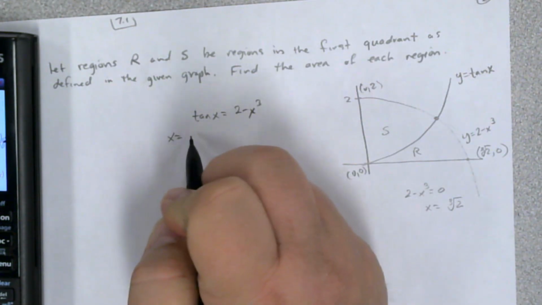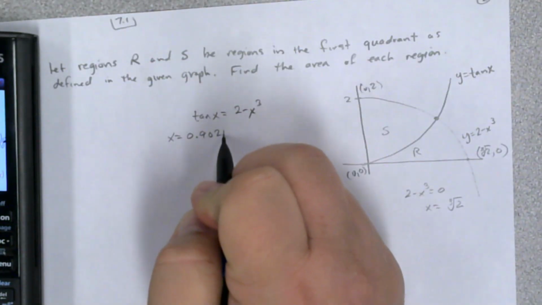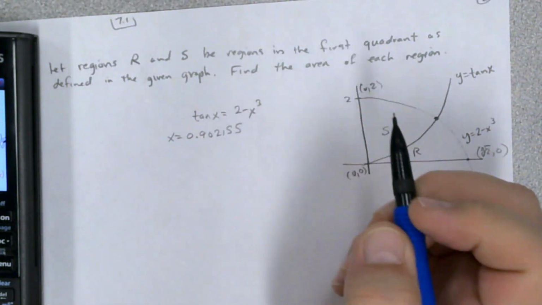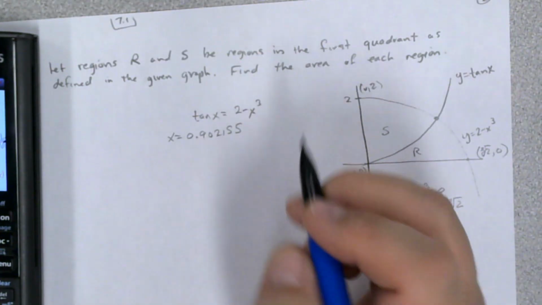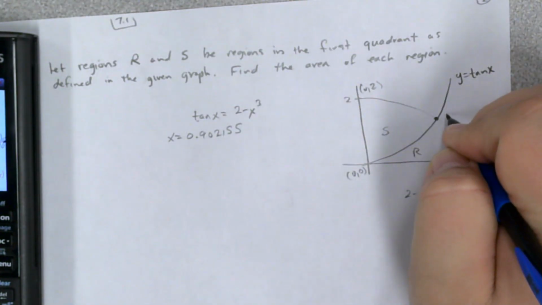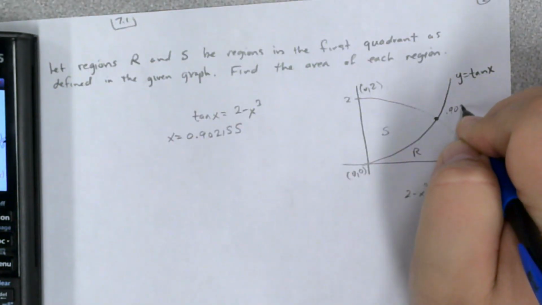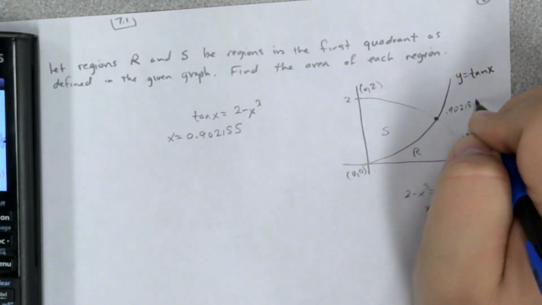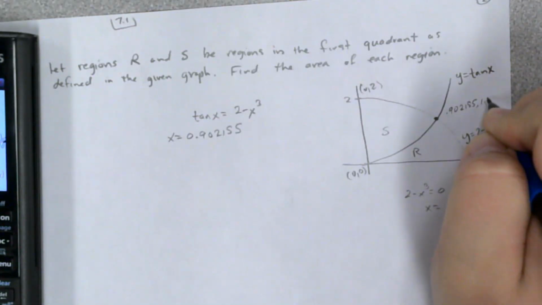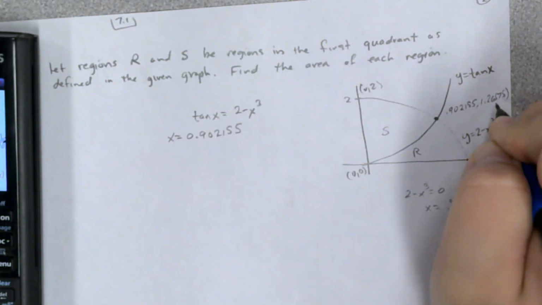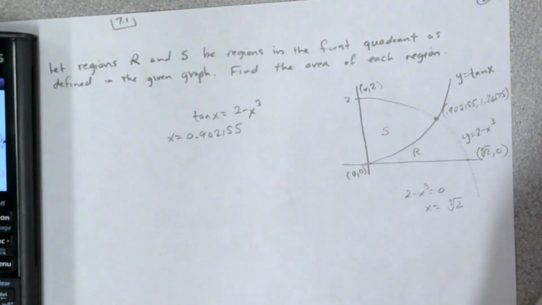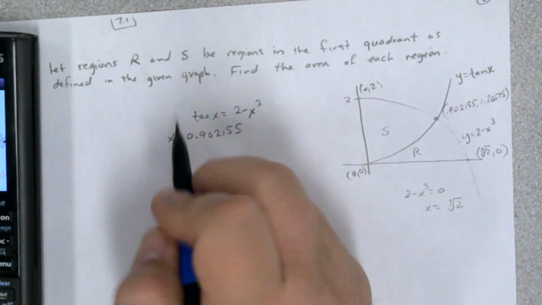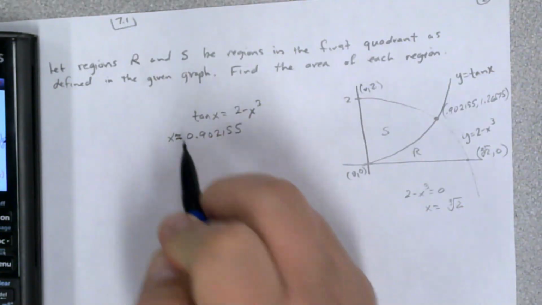When X is equal to 0.902155. Do not round this off. You write down all the decimal points given to you. This is very important. If you round it off, you will be wrong. It will not give you the right answer in your work. So this is what X is approximately equal to, right there.